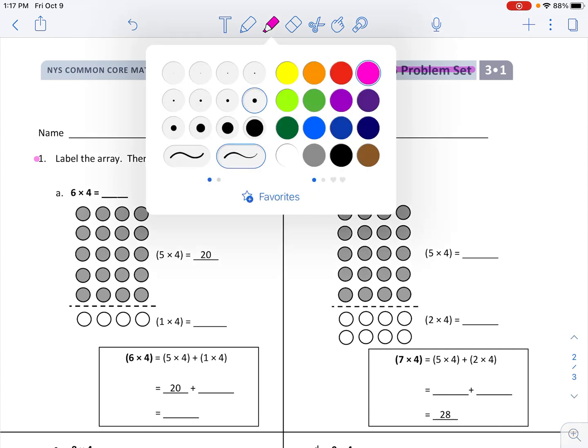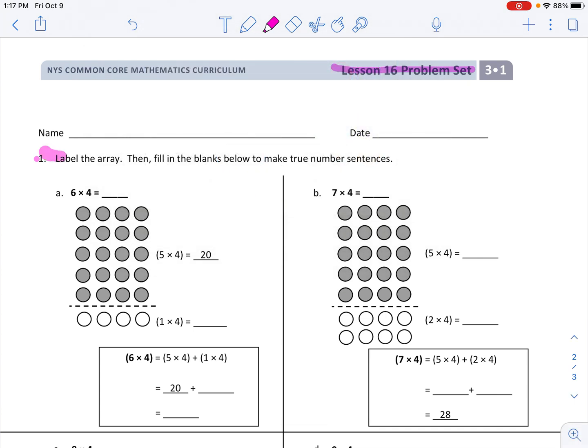Number 1 says, I'm going to make my highlighter a little bit bigger. I squinched it down the other day. All right, label the array. Then fill in the blanks below to make true number sentences. So I have up here 6 times 4. I need to put an answer right there.